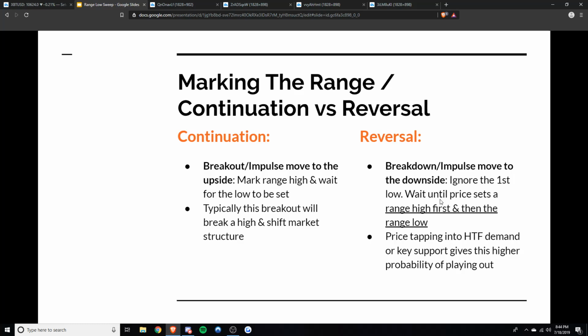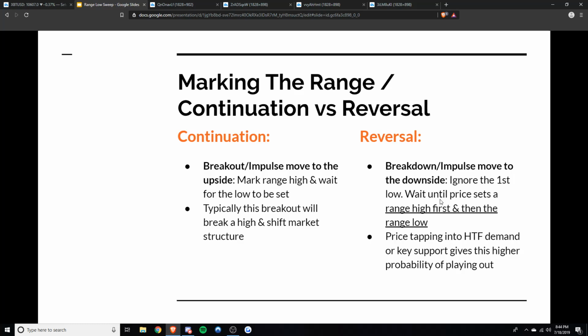Next key point, if price is tapping into high time frame demand or a key support level, this gives it higher probability of the setup playing out. So if you have a high time frame demand zone and price is breaking down, you'll ignore that first low, wait for the high to be set, and then mark the second low as the range low. And then it'll go through the motions of interacting with the range or the mid-range, and then sweeping the low.